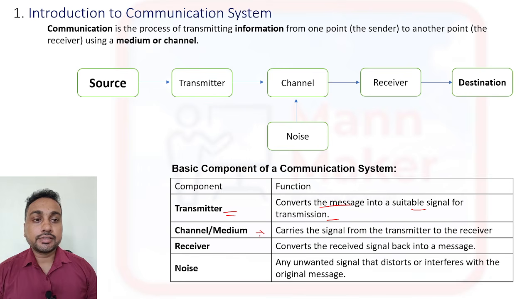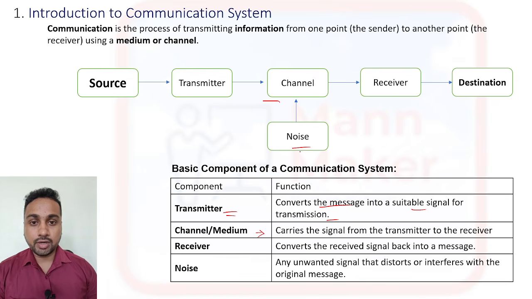Then channel and medium. The function of a channel is to carry the signal from the transmitter to the receiver. It will only carry that information from transmitter to receiver. And the receiver does the same thing as the transmitter, in reverse. On the receiver side, the receiver will convert the received signal back into the message signal that we sent from the transmitter. And what is noise?